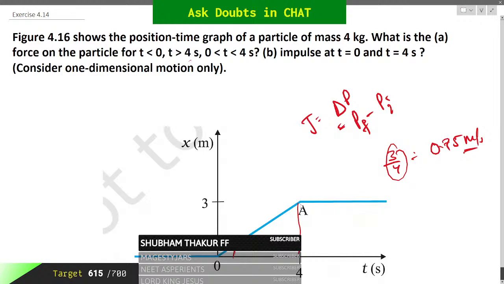And at time t equals 4 we see the opposite case. The final momentum is 0 because the body has stopped, because the position-time plot is constant. So we get the negative value of the momentum that was there initially. So the impulse imparted at time t equals 4 second would be minus 3 kg meter per second. Now moving on to the next question.